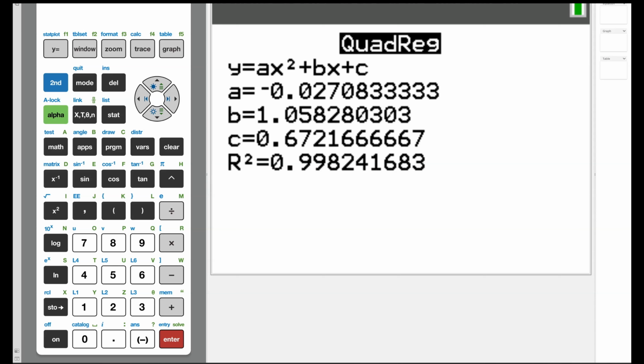This R2 value down here is telling you how good of a fit it is to a quadratic equation. The closer it is to 1, the better fit it is. So I look and I see I have 0.998. That's really close to 1, so this is a really good fit. So we're going to give this 3 decimal places for A, B, and C. I'm going to take this A and plug that in for A. I'm going to take the B and plug that in for B. I'm going to take the C and plug that in for C.